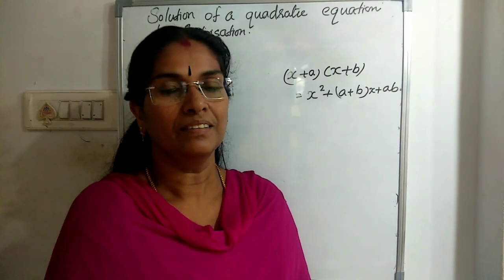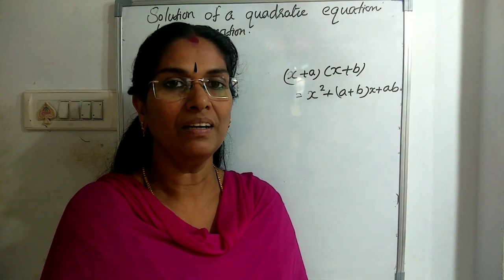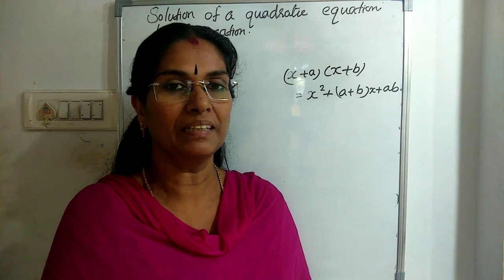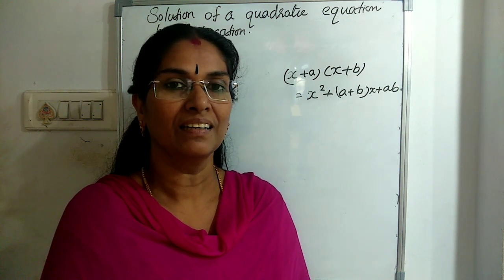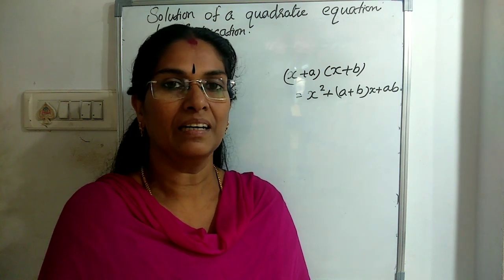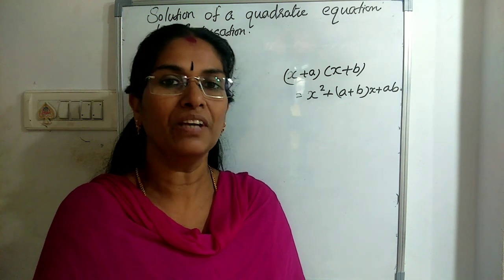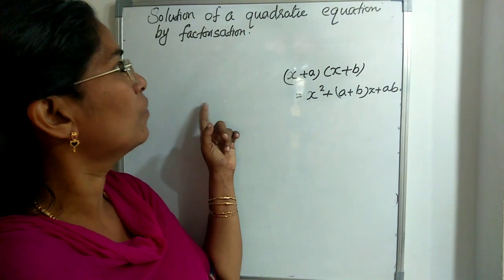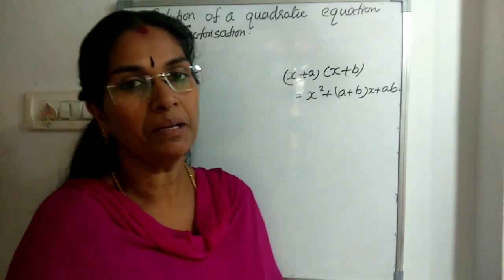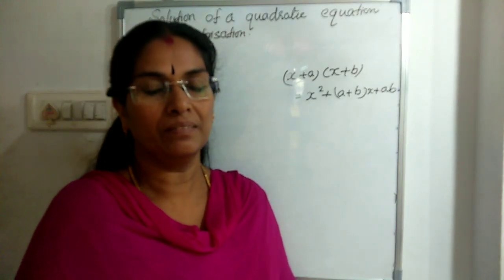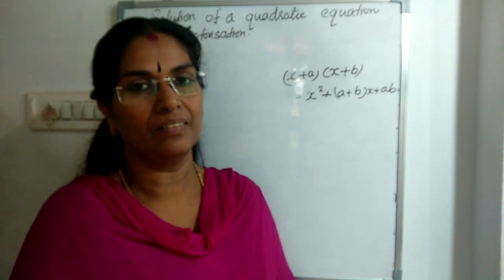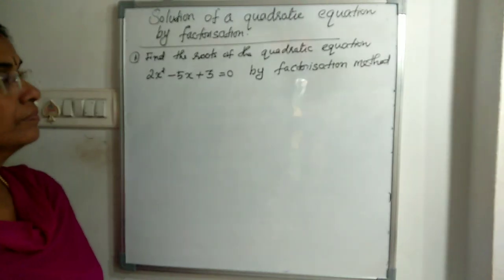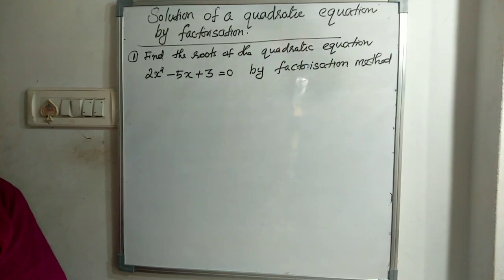Okay, we can start. Through the example, it will be clear. Last year we learned by splitting the middle term. We make 3 terms into 4 terms and find the factors. Like this, we solve the quadratic equation by the factorization method. So, through the example, it will be clear. Okay, I will write one example and we can solve it.